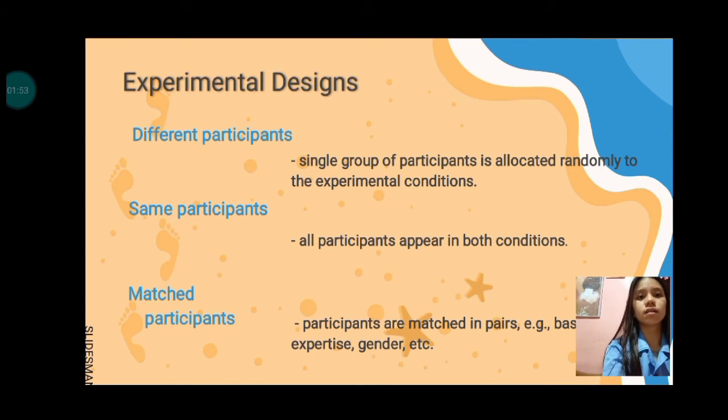Experimental designs. Different participants: a single group of participants is allocated randomly to the experimental conditions. So, sa different, may isang group na isa-isang bibigyan randomly ng iba't ibang conditions, tsaka kukunin yung magiging feedback nila sa condition na binigay sa kanila.